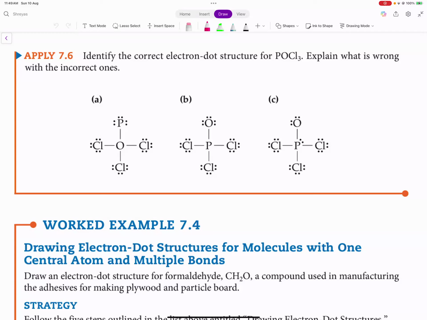What is wrong with the incorrect ones? Yeah, A is fine, I think, but just look at this oxygen. It has made four bonds. It can never do that, right? Yeah. Okay.